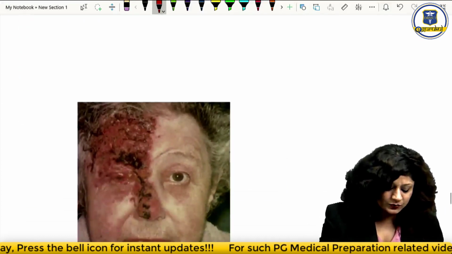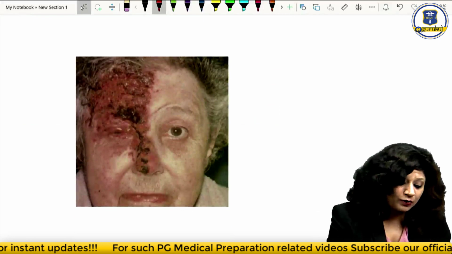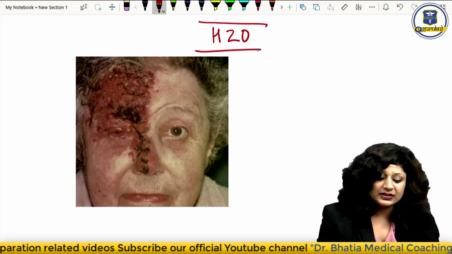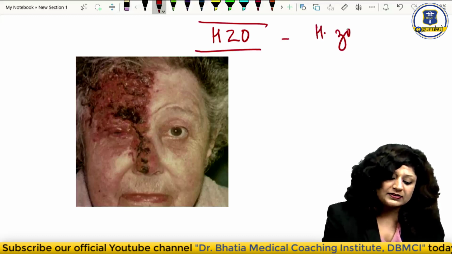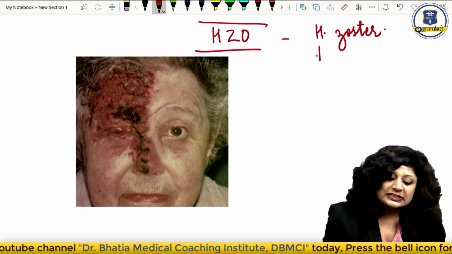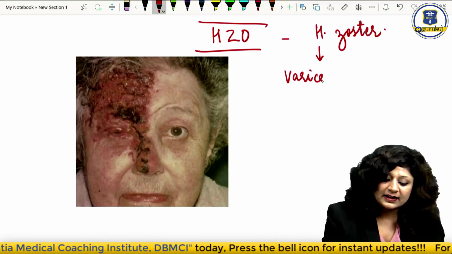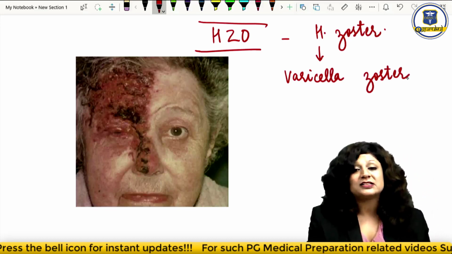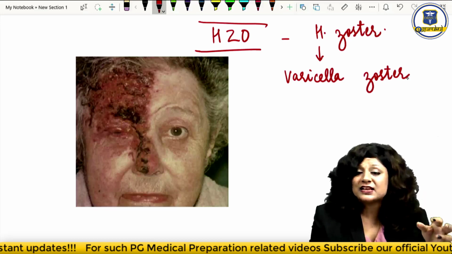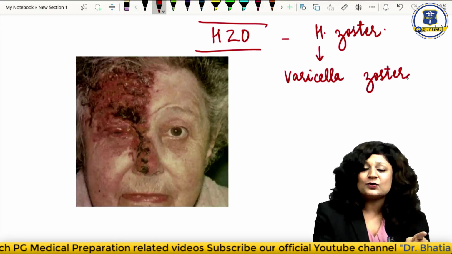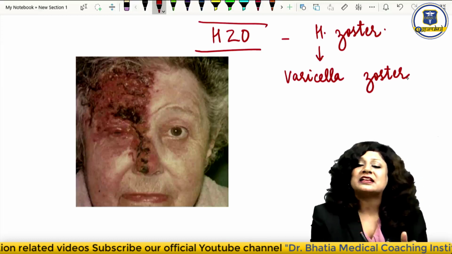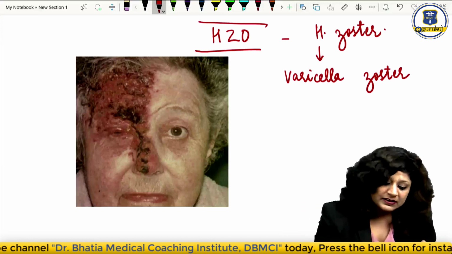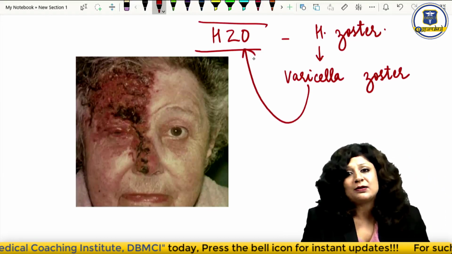Now, see this next one. This is very typical of herpes zoster ophthalmicus. The next viral corneal ulcer is caused by herpes zoster. Herpes zoster is caused by the varicella zoster virus, which also causes chickenpox, which gives a lifelong immunity. Now, a person who has developed chickenpox from this virus will have a lifelong immunity against chickenpox, but this person can develop herpes zoster ophthalmicus.